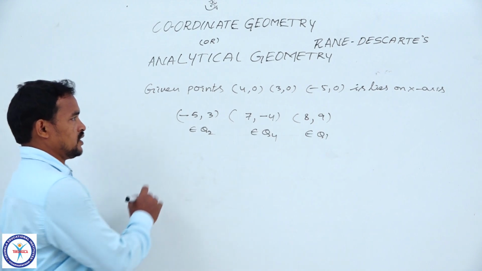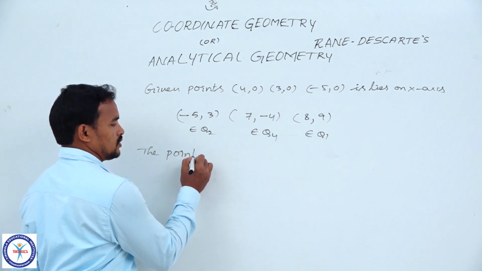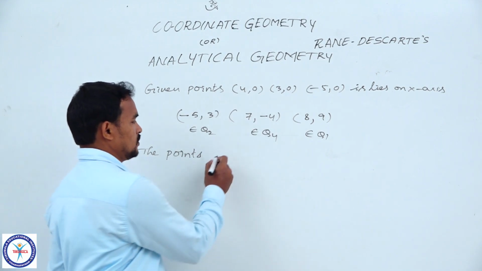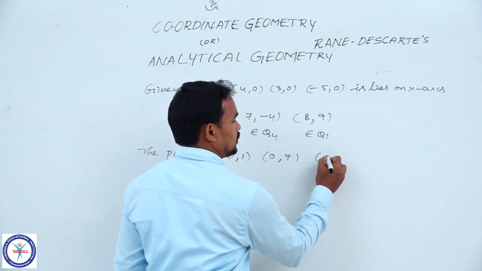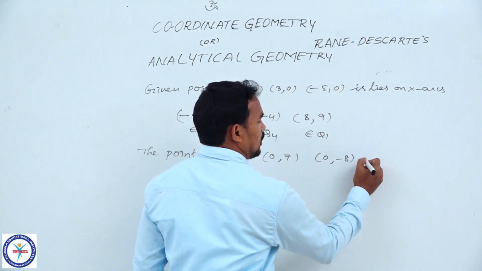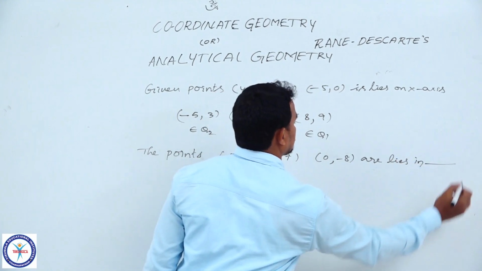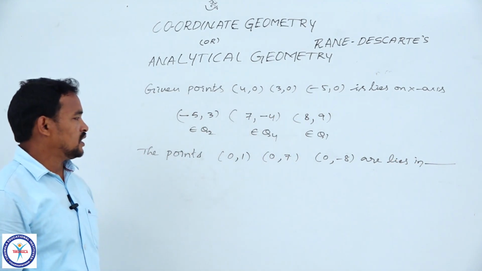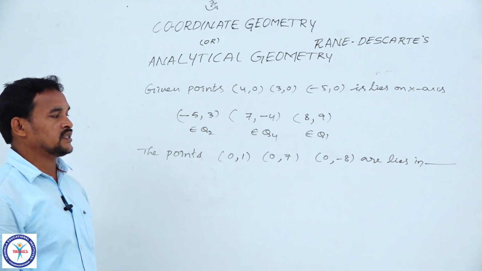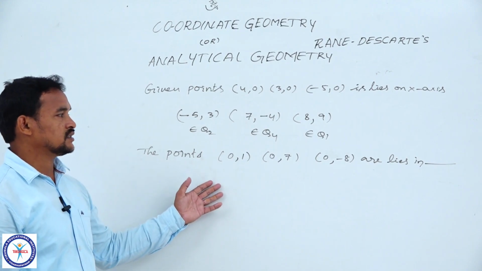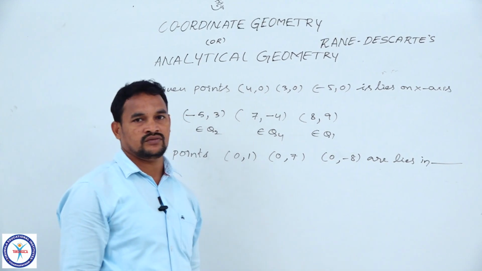Now say one answer, I will give one question. The points 0 comma 1, 0 comma 7, 0 comma minus 8 lie in which axis? Y axis. Because in these points, x values are equal to 0.